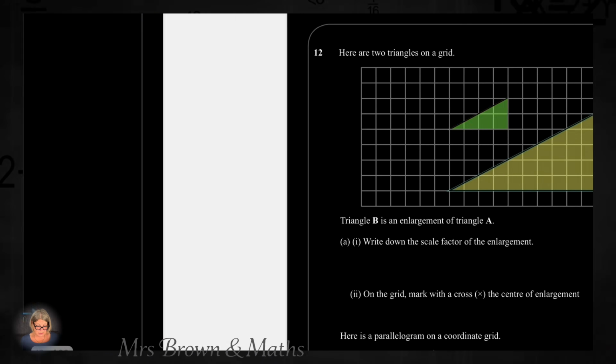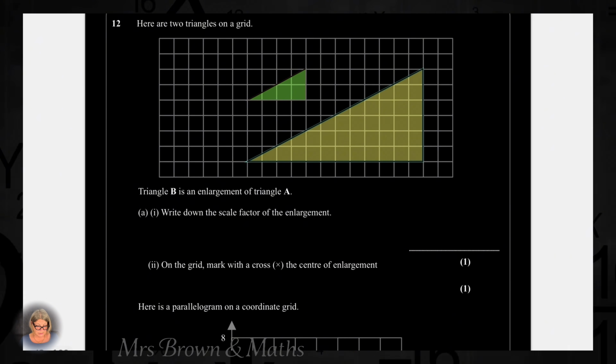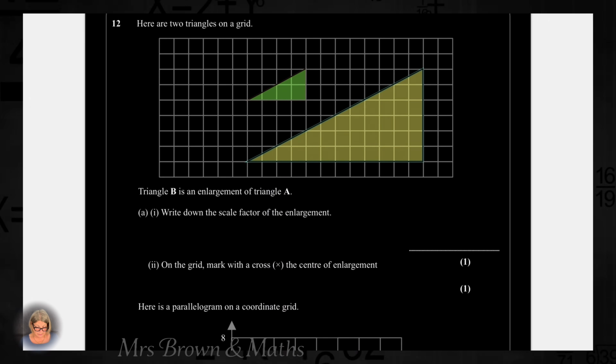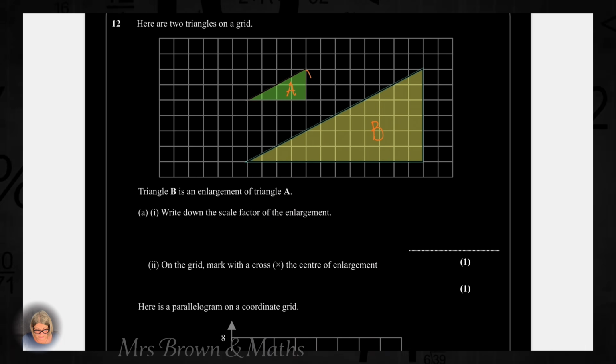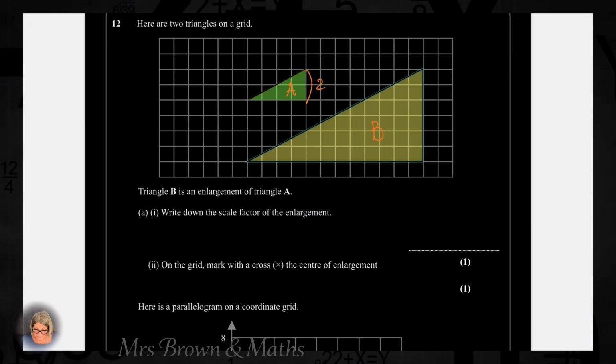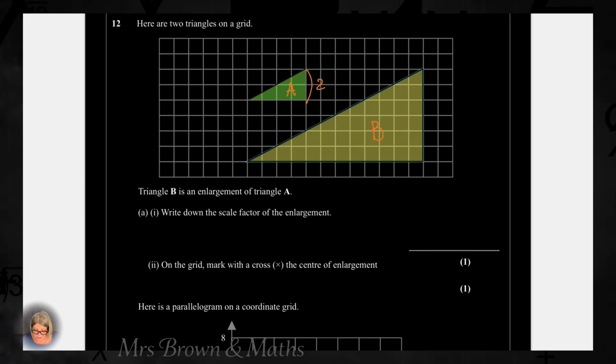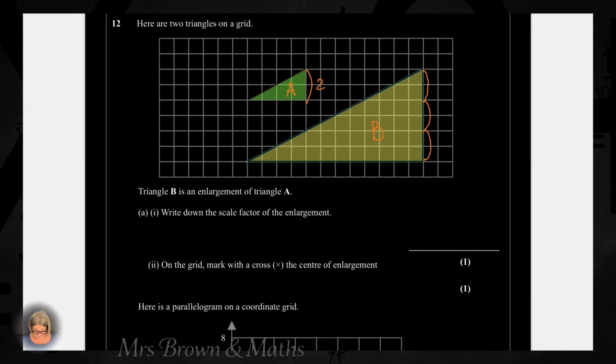Next one, question 12. Here, two triangles on a grid. So triangle A and triangle B. Write down the scale factor of the enlargement. So if A, this side, has 2 squares, then B, the same side, has 3 times 2. So the scale factor is 3.